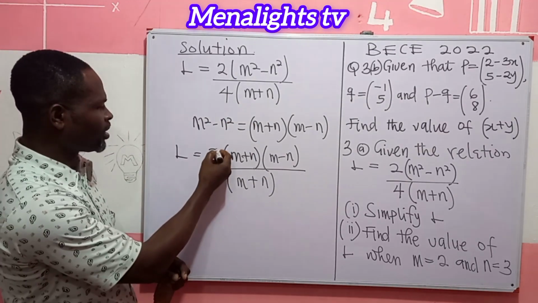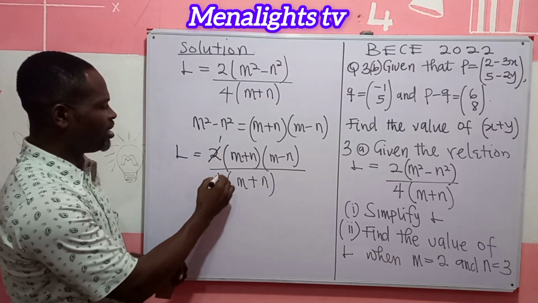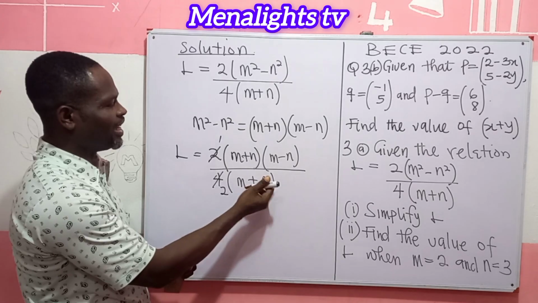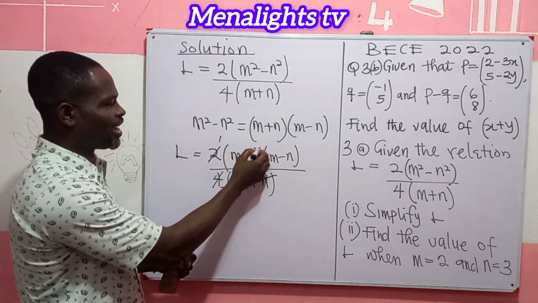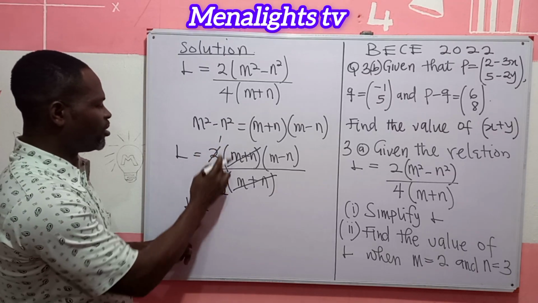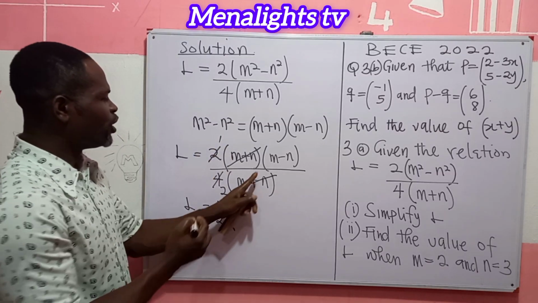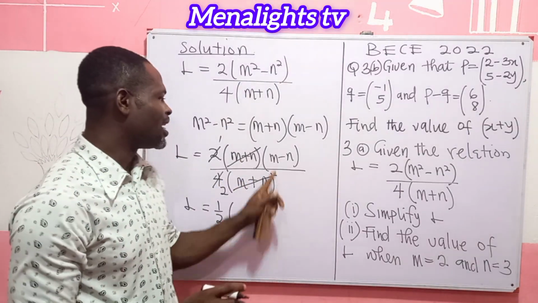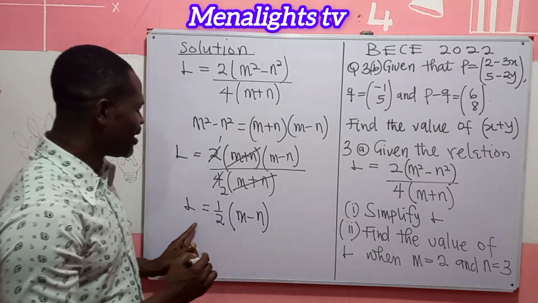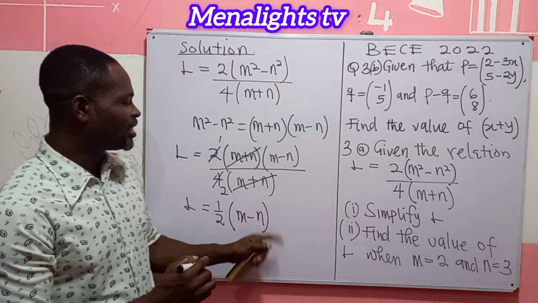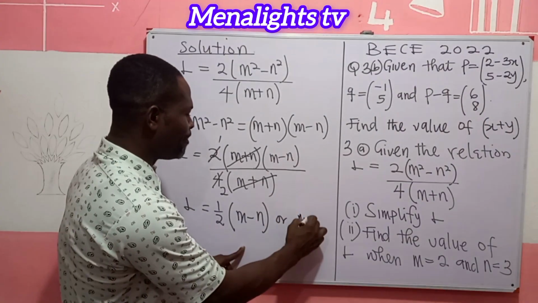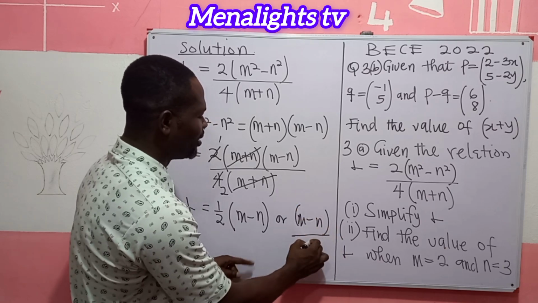Now when you look at this, the 2 and the 4 can go into themselves, 2 going once and 4 going 2 times. Then the m plus n here will cancel the m plus n that we have at the bottom as well. So we have our L, which is equal to half of, since we have crossed out, we are left with m minus n. So therefore L is equal to half of m minus n, or we can rewrite it as m minus n all over 2.